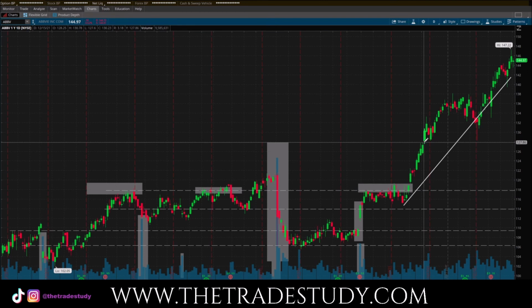So, guys, I wanted to put together a quick support and resistance, supply and demand video showing these mechanics, how they work, how I like to visualize it on the Thinkorswim trading platform provided by TD Ameritrade.